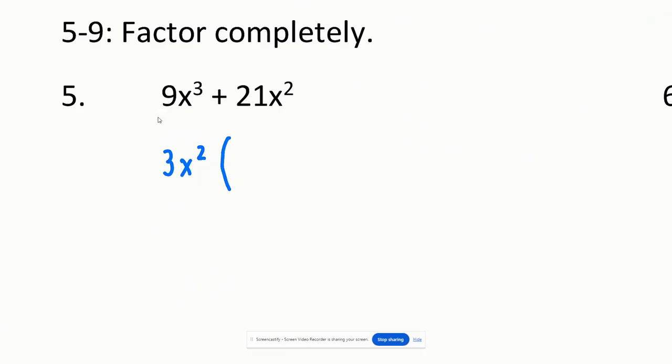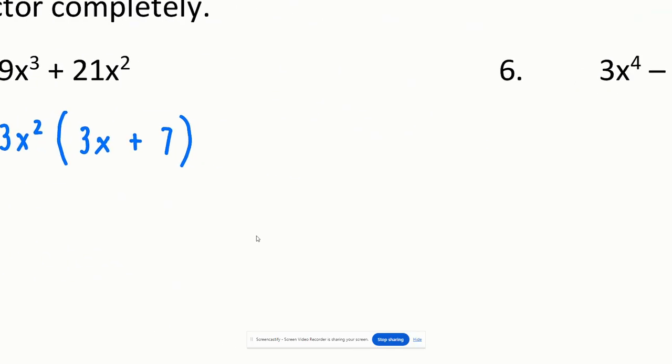What is 9 divided by 3? 3. What is x cubed divided by x squared? X. So that first term, I'm left with 3x. Next, what's positive 21 divided by 3? Positive 7. And what's x squared divided by x squared? It cancels. So when I pull out 3x squared, Damien, I'm left with 3x plus 7. Right? That's factoring. Let's keep going.